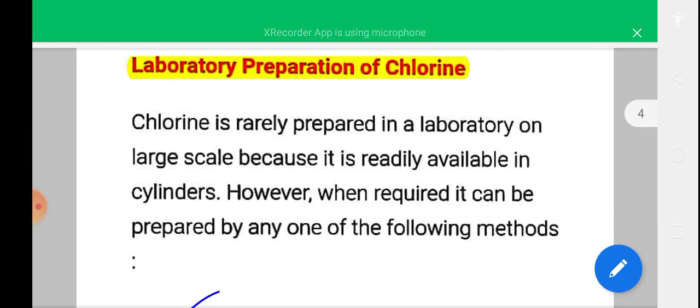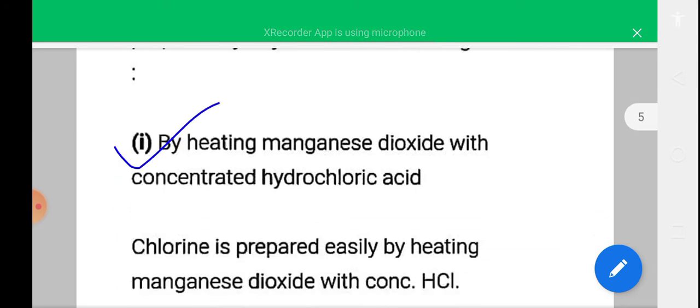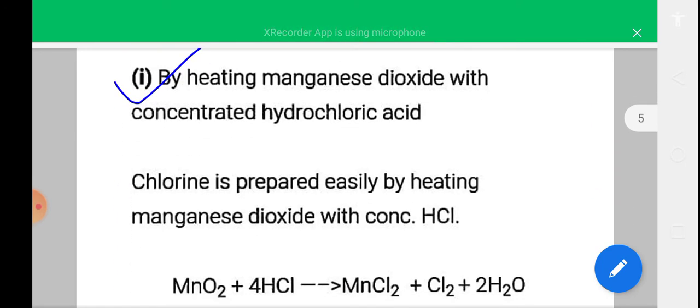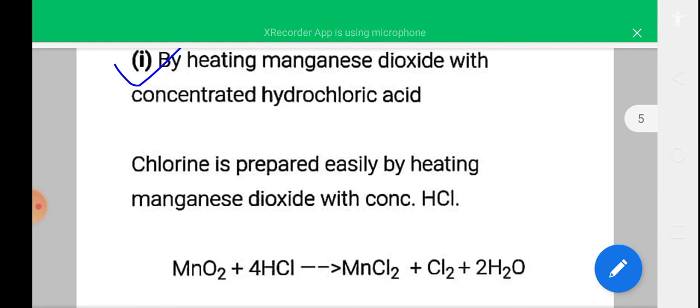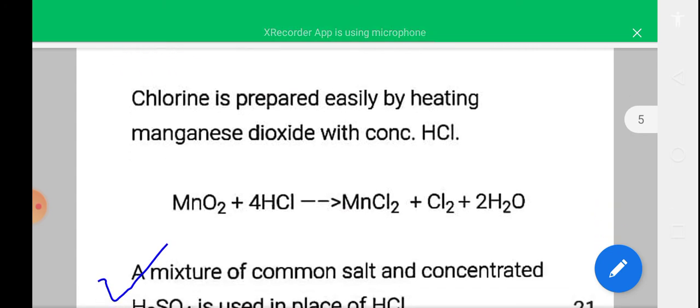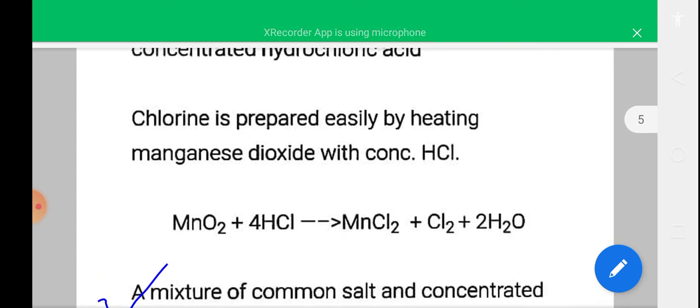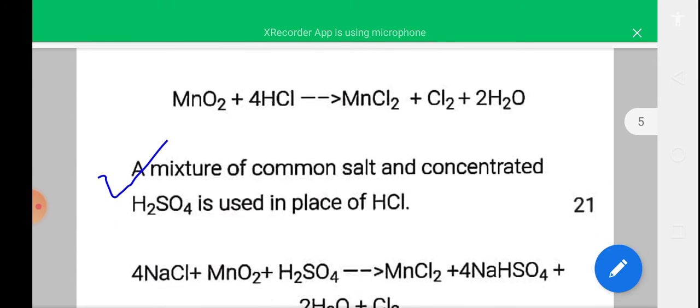And you have to read the laboratory preparation. First, laboratory preparation by heating manganese dioxide with concentrated hydrochloric acid. Chlorine is prepared easily by heating manganese dioxide with concentrated hydrochloric acid, and the reaction is MnO2 + 4HCl gives MnCl2 + Cl2 + 2H2O. This is the laboratory preparation of chlorine gas. One more reaction is also given.